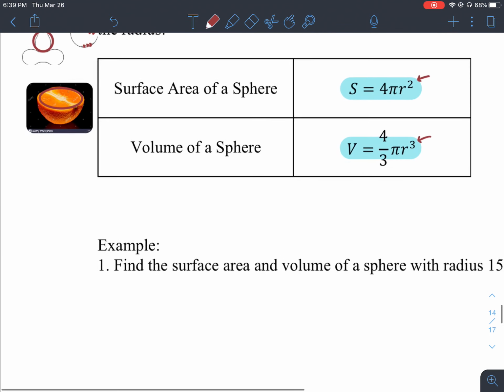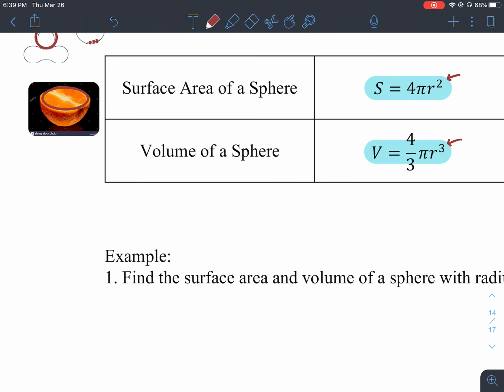Now I do want to quickly talk about this half orange. That half orange, if that orange was completely spherical, would be what we would call a semi-sphere. So a semi-sphere, that's just half of a sphere.